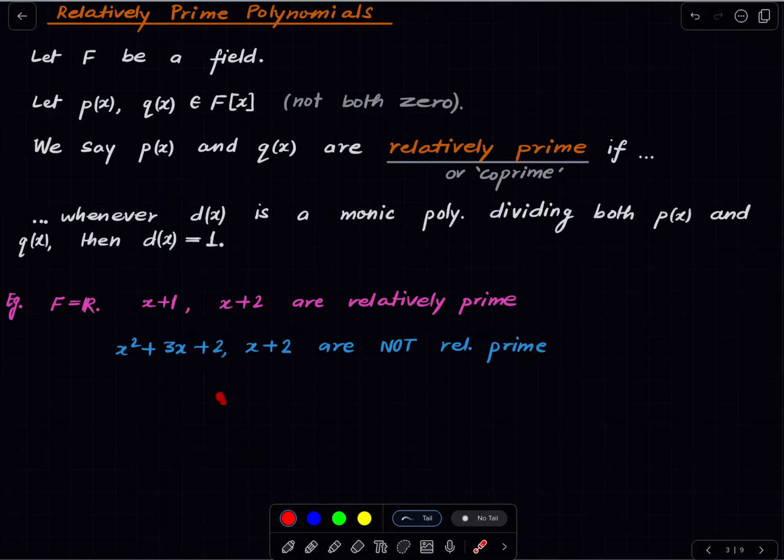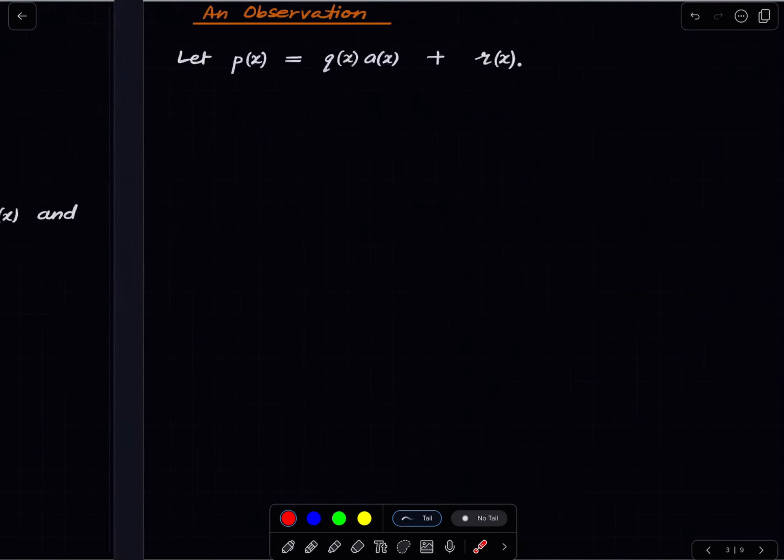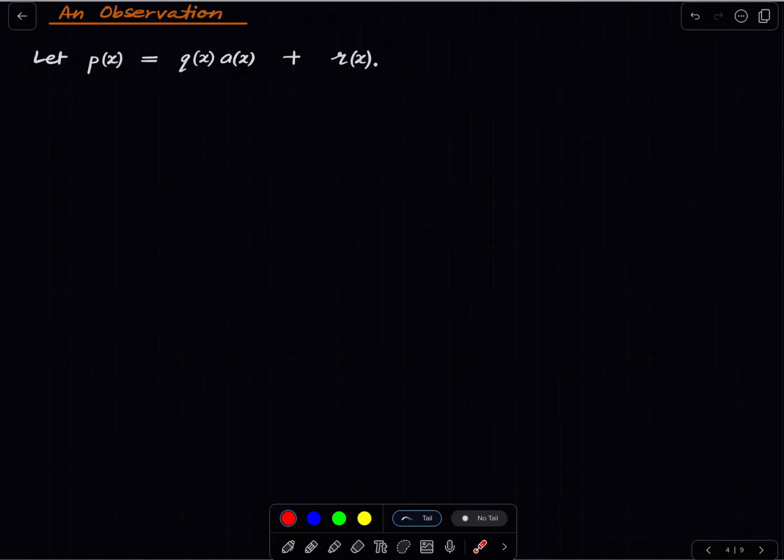Again, if d(x) is a polynomial which divides both of them, it has to have degree at most 1. Then you make your cases and you will be able to prove that these two are not relatively prime. All right, so let's proceed. This is a definition, which will be a key definition. And here is a very simple observation. Not a very simple one, but a very important one.